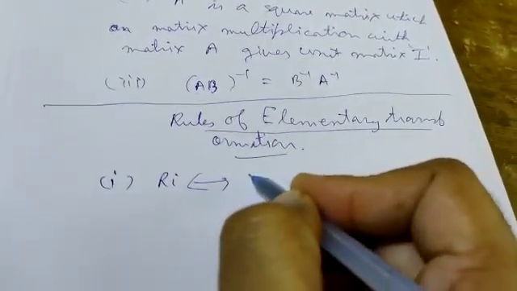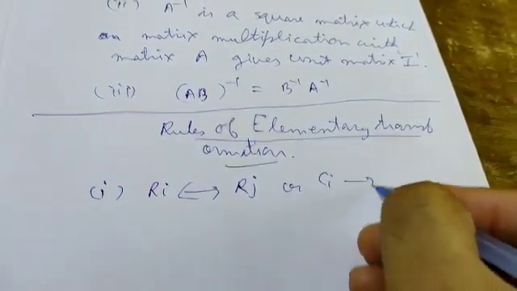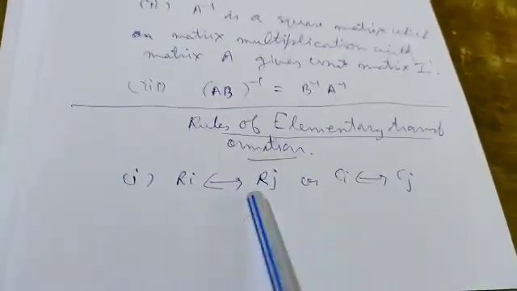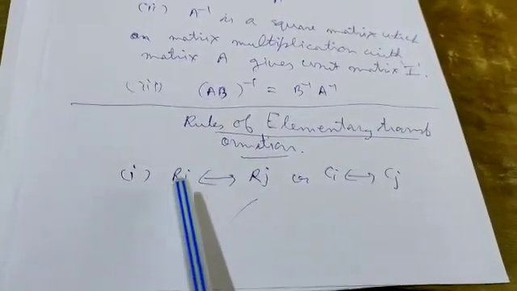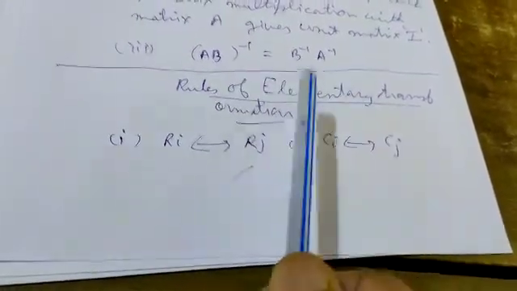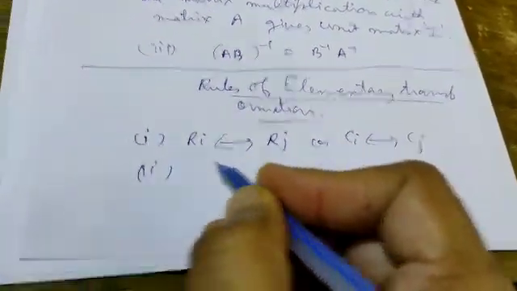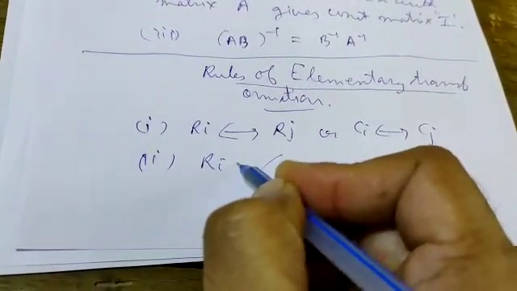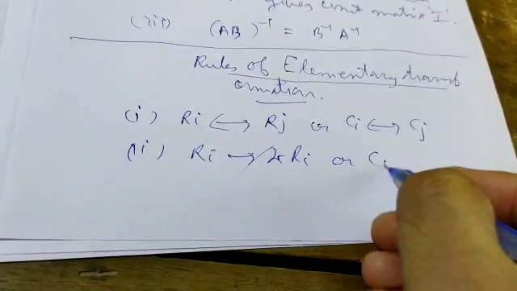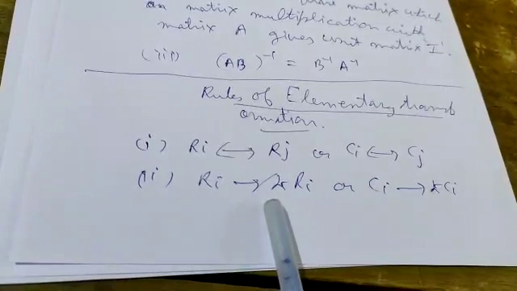In these rules, first one I will write is Ri Rj or Ci Cj. That means we can interchange any two rows or any two columns. This is a very important step to find the inverse of a matrix when we are dealing with elementary transformation, that we will discuss in examples. The second one is Ri to k Ri or Ci to k Ci. That means any row can be multiplied with any constant in elementary transformation.